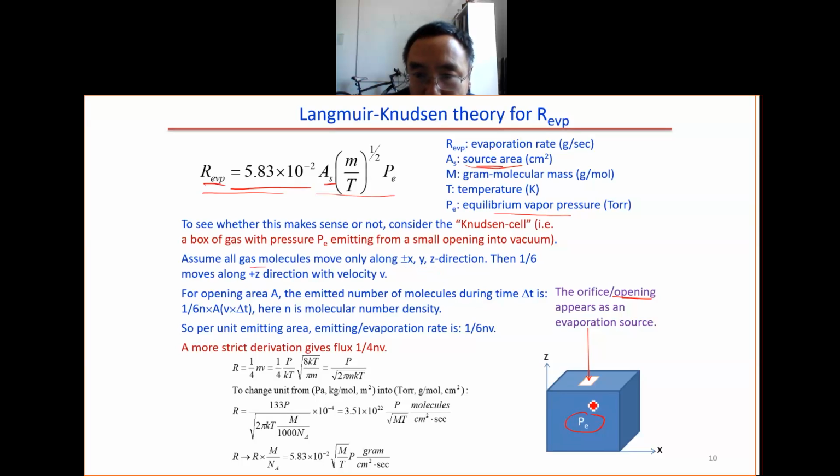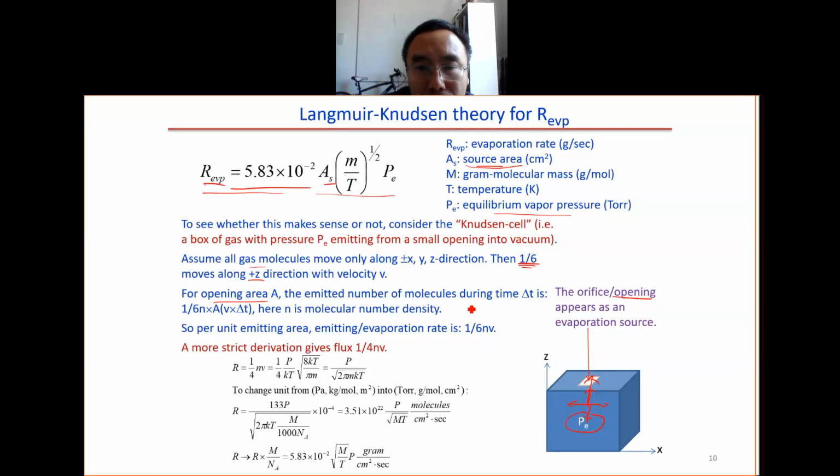So that means we move up, right, left, down, into it, and out of it. So we have a total of 6 directions. Then 1 over 6 will move along the plus z direction. So 1 over 6 will move this direction. That can come out. For the opening area A, the area here is A.